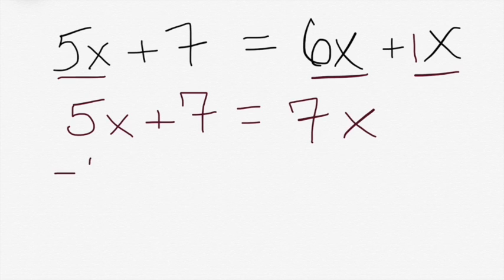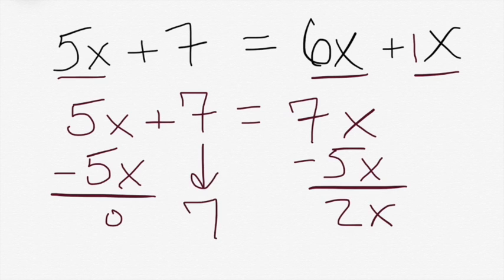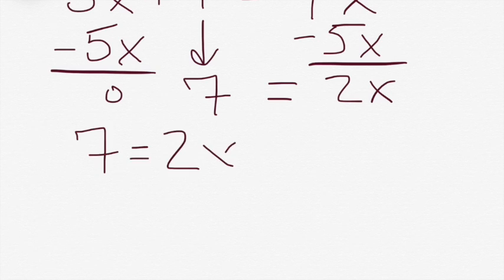And now let's get all of our x's on the same side. Subtract 5x from one side, and we'll subtract 5x from the other side. That's 5x minus 5x is 0. Then we bring down our 7. 7 equals 7x minus 5x, which is 2x. Just to rewrite it for clarity, 7 equals 2x.